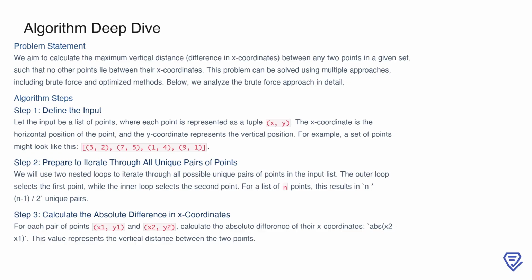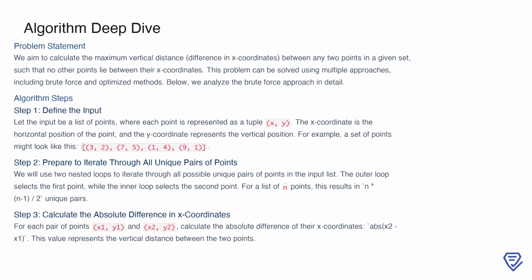First, we define the input, which is a list of points where each point is represented as a tuple, (x, y). The x-coordinate determines the horizontal position, while the y-coordinate represents the vertical position. For example, the input could look like (3, 2), (7, 5), (1, 4), (9, 1).